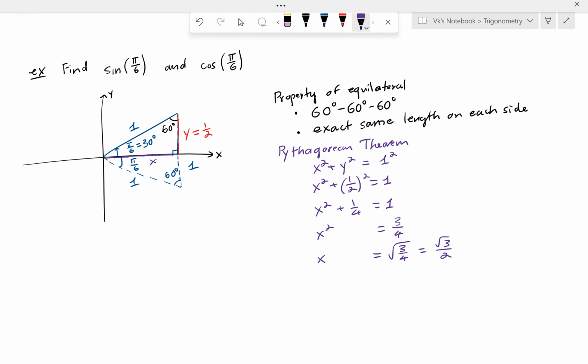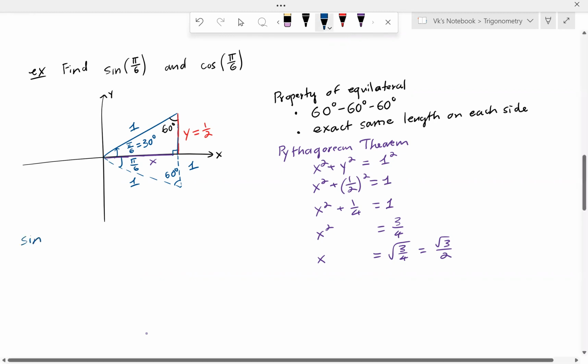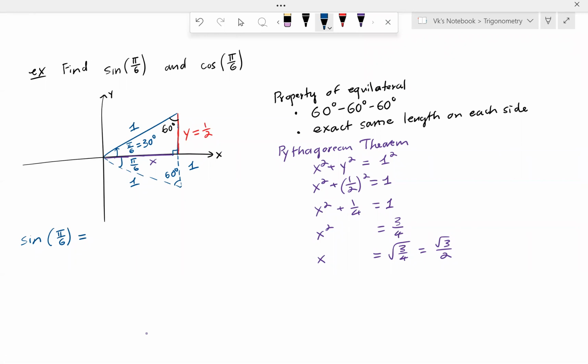Once we have x, then we can define sine and cosine of pi over 6. Sine of pi over 6 is y, which is 1 over 2. Cosine of pi over 6 is x, which is root 3 over 2.